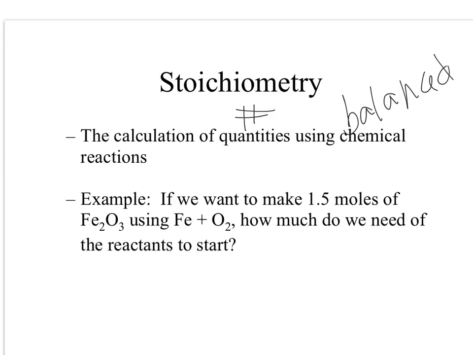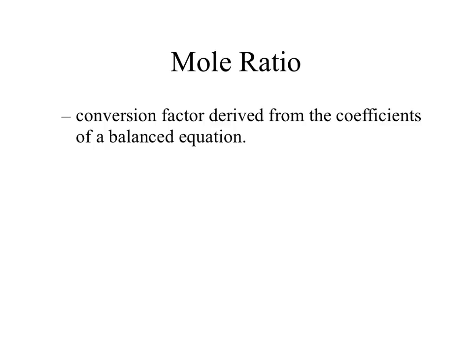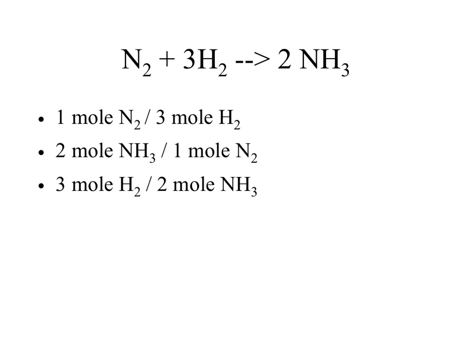If you want to make 1.5 moles of iron oxide using iron and oxygen, how much do we need of the reactants to start? So using stoichiometry, we will be able to answer that question. So we're going to use a mole ratio derived from the coefficients of a balanced equation. So we've got this balanced equation here, and we're going to look at the coefficients out in front.